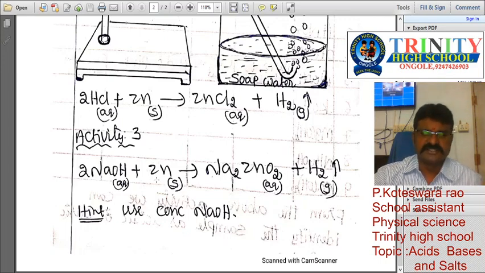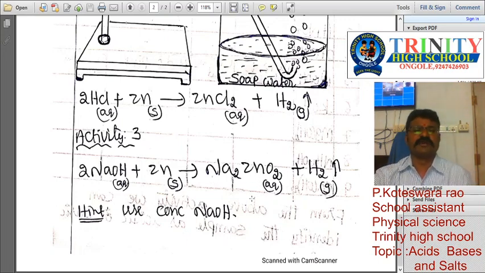2NaOH plus Zn gives rise to Na2ZnO2 plus H2. Here Na2ZnO2 means sodium zincate. So when a base reacts with a metal, which gas is eliminated? Hydrogen gas. Hydrogen gas is eliminated.